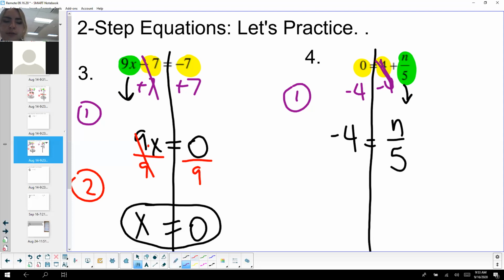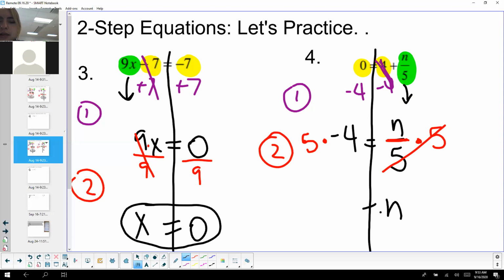Now all I need to do is get n by itself. So right now n is being divided by 5. So something divided by 5 gives me negative 4. Just to review, this bar right here represents division, and the opposite of division is multiplication. So that's step 2. I'm going to multiply both sides by 5 to get n by itself.